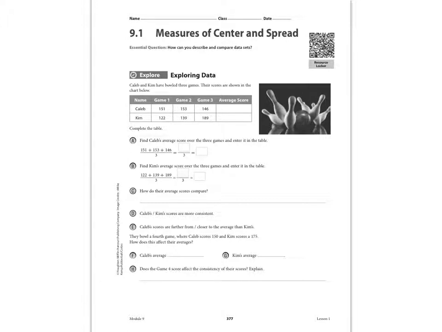The essential question is, how can you describe and compare data sets? So in Module 8, we've dealt with categorical data, and in Module 10, which we've done previously, we've handled two variable data. So we're looking at two things so that we can plot it on a coordinate plane. In Module 9, we're going to be looking at one variable data where we will be able to calculate certain statistics and then maybe compare it to other data sets. So we're going to skip ahead.